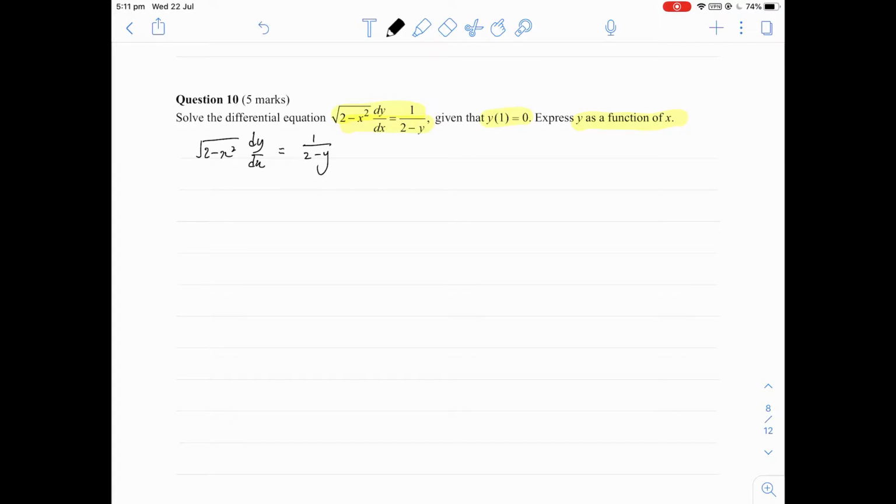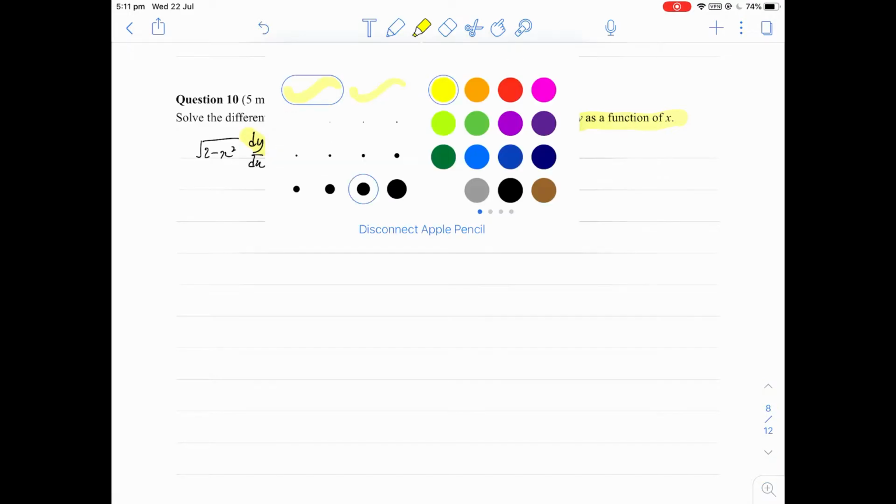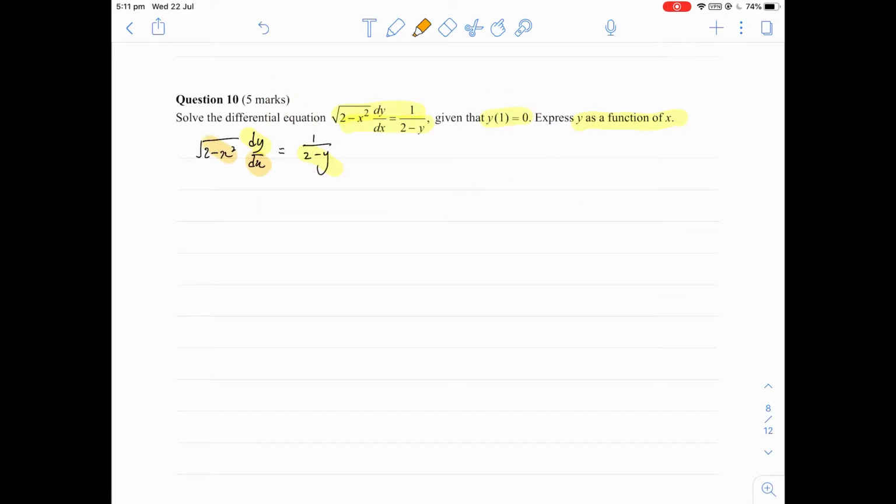Okay, now what we need to do here is we first need to rearrange this equation such that we have the x terms on one side and y terms on the other side. So we can do this by first multiplying both sides by 2 minus y. And this 2 minus y will cancel. And I'll get (2 minus y) dy. And then I'll also get the square root of 2 minus x squared, 1 over dx equals 1.